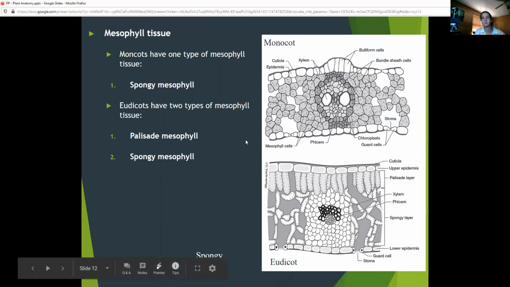And so when you're looking at one of these leaves in cross section, you'll always be able to tell whether it's a monocot or a eudicot by whether or not it has palisade mesophyll. Both have spongy, only one has palisade. Okay, so let's go ahead and look at our real life examples of that. Oops, got ahead of myself a little bit.